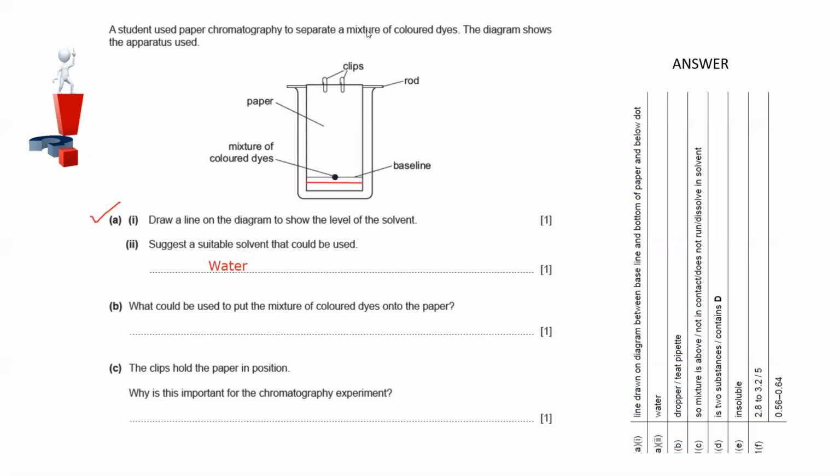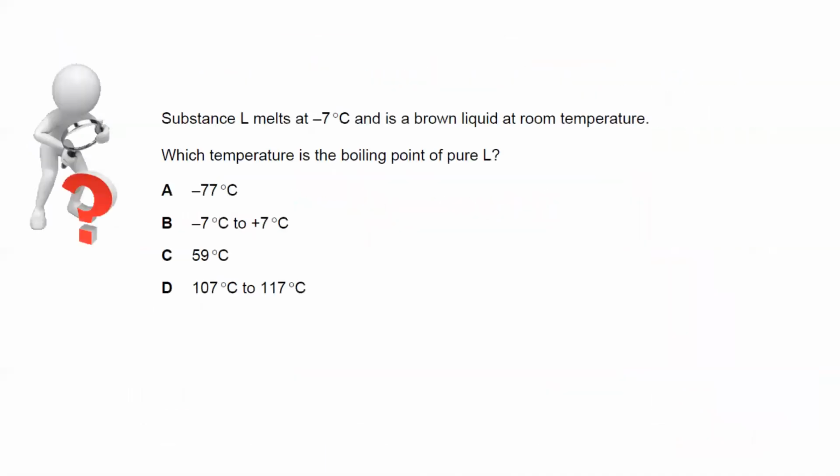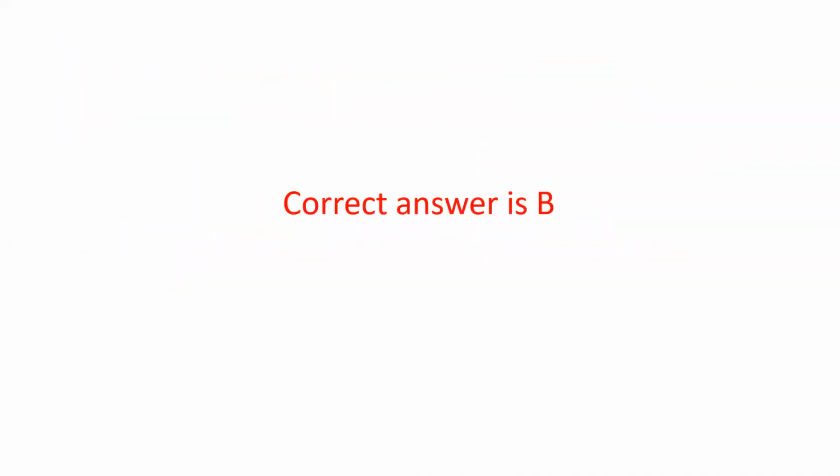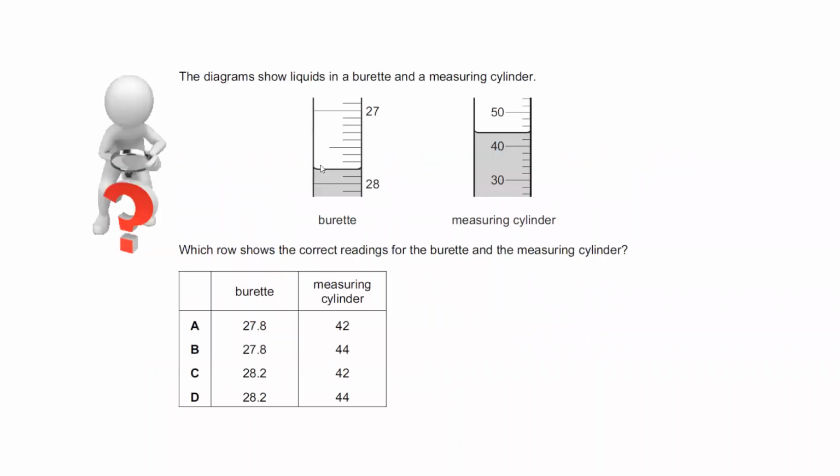Then what could be used to put a mixture of color dyes onto a paper? For this purpose, we use a dropper, or a teat pipette. Maybe you have seen droppers normally used for infants. There was a dropper in the previous part. If you want to add a small quantity of a liquid, in drops, we normally use a dropper for that purpose.